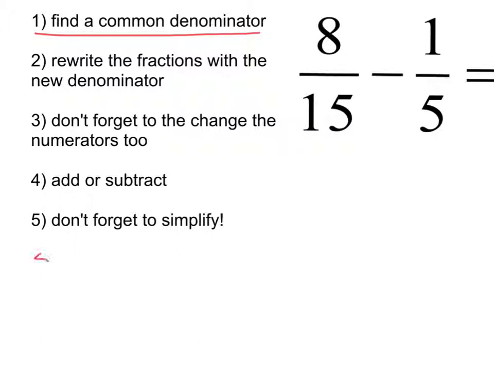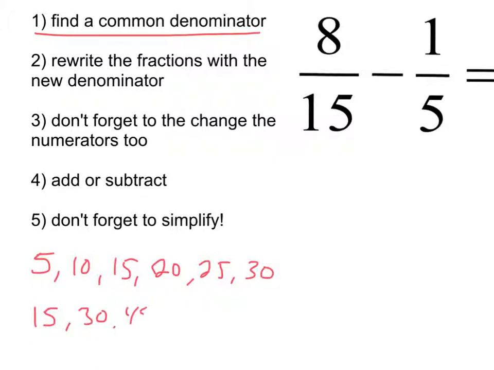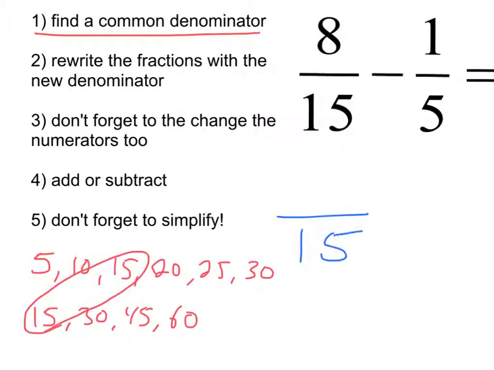So I'm going to list out my multiples of 5. 5, 10, 15, 20, 25, 30. I do the same thing for my 15. And hopefully you notice right away that the first number that they have in common, the first multiple, we call it the least common multiple, is 15. That means 15 is something that I can make using 5s and I can make using 15s. That's what I want to use as my new denominator.